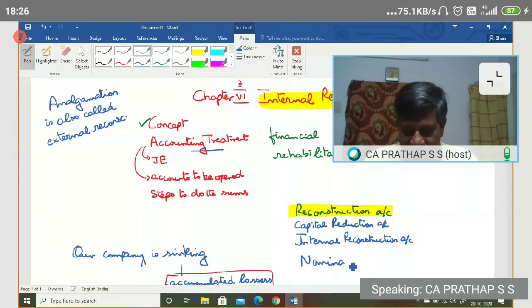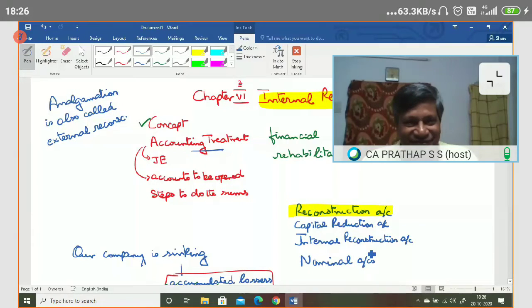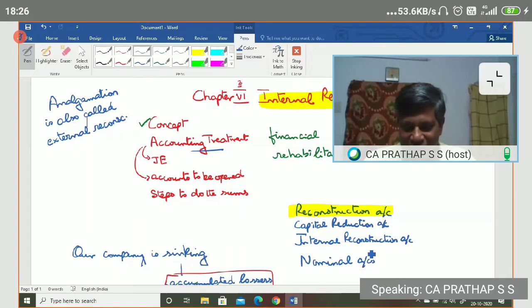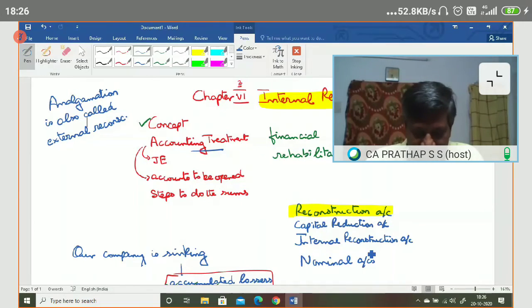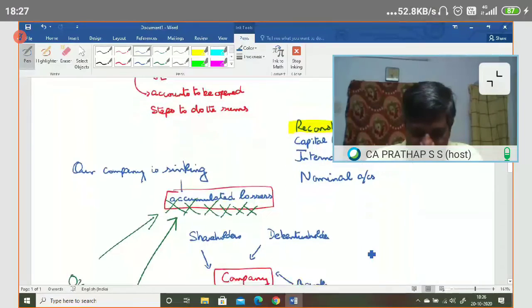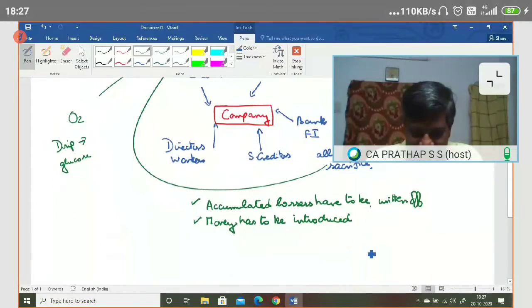So what is the rule for a nominal account, guys? What is the golden rule for a nominal account? Yes, correct. Debit all losses, credit all income and gains. So what will happen? Now, what's happening is that these stakeholders are sacrificing. Is that how they will sacrifice?